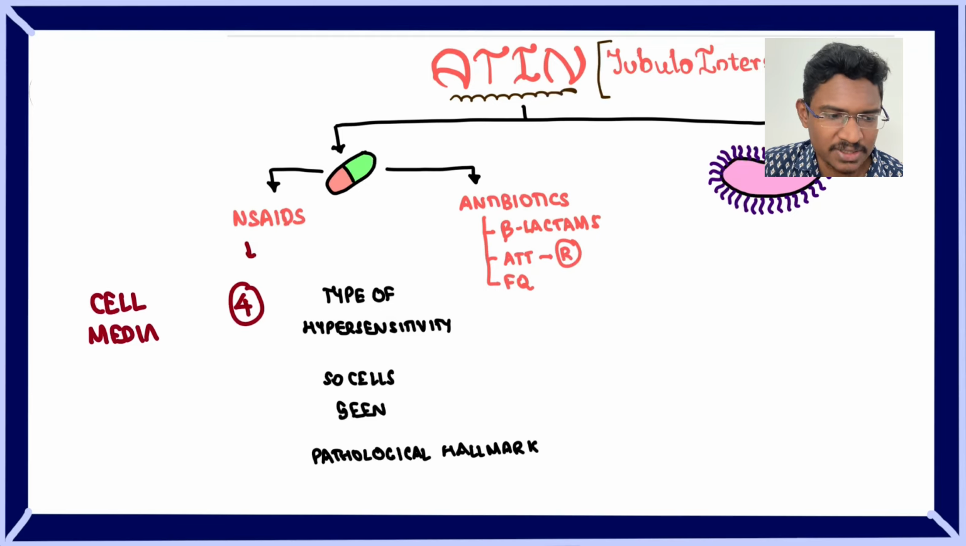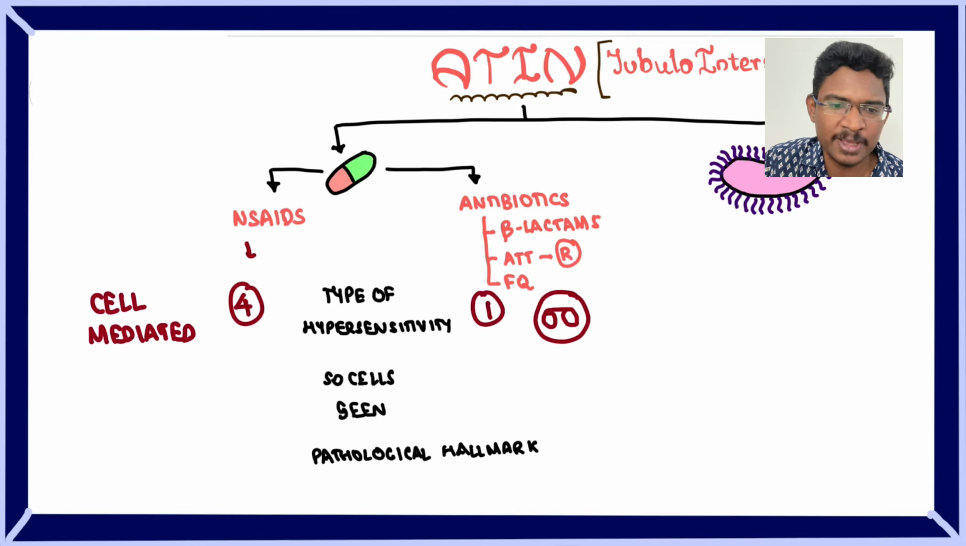So as we learnt, in acute tubulointerstitial nephritis, 2 causes are there. One, it can be due to the bacteria itself, or it can be due to drugs. Most common is drugs only. What drugs? 2 most common drugs you should be remembering. One is NSAIDs and one is antibiotics. With NSAIDs, the type of hypersensitivity is type 4, cell-mediated hypersensitivity. So the cells that will be seen will be lymphocytes. Whereas in antibiotics, it will be type 1 hypersensitivity.